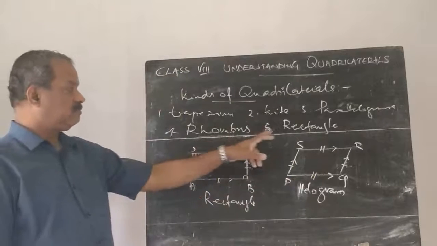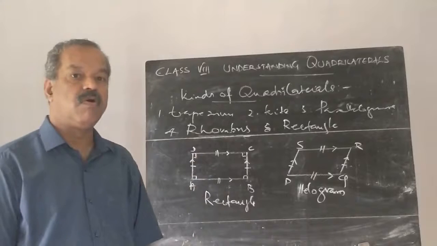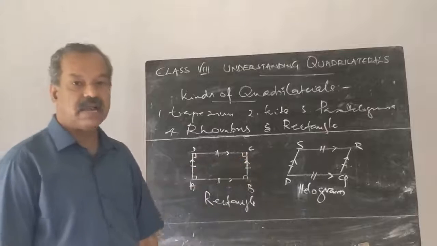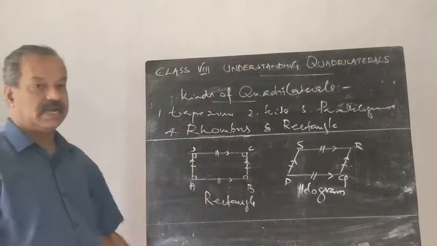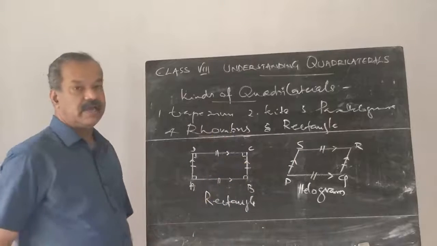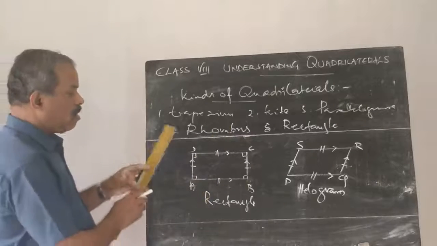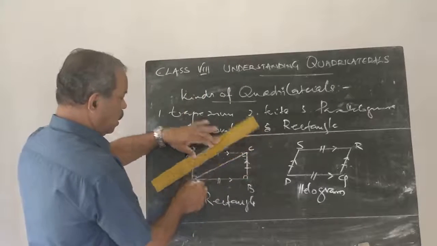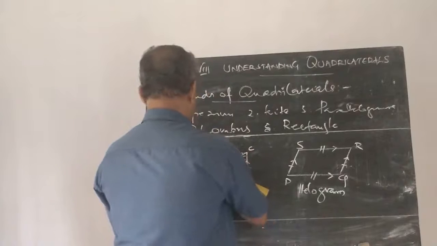But as we have seen in the case of rhombus, a rectangle has one more property. What is it? All the angles are right angles. So we can say that a rectangle is a parallelogram in which all the angles are right angles. So, what about its diagonal? Only other properties of parallelogram are satisfied by rectangle.